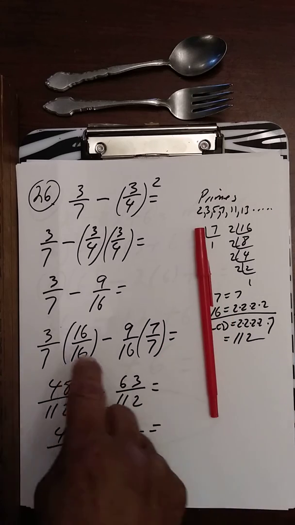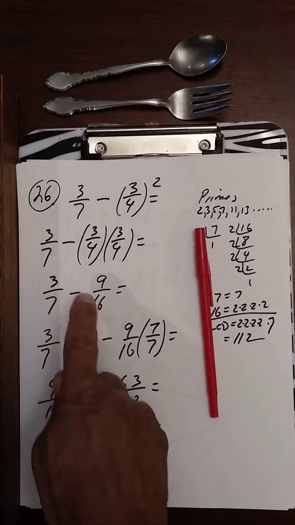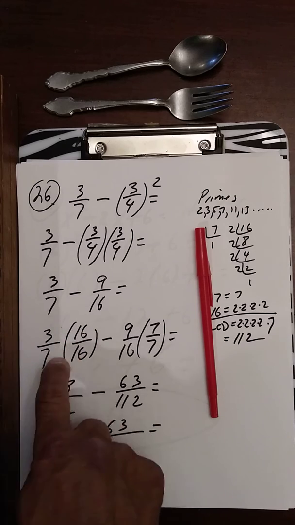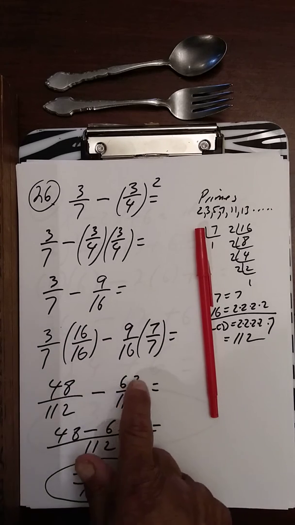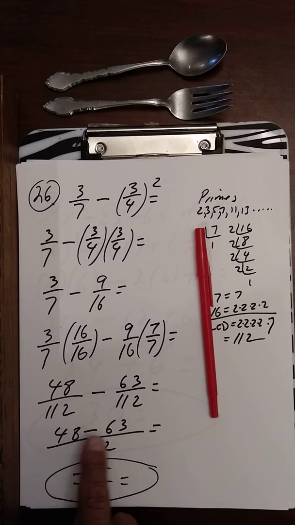So now, going back to the original problem here. Multiply this one by 16, 16 on top, makes it 48 over 112. 7, 7 here makes it a negative 63 over 112. So now put these together. 48 minus 63 is a negative 15, and we're done.